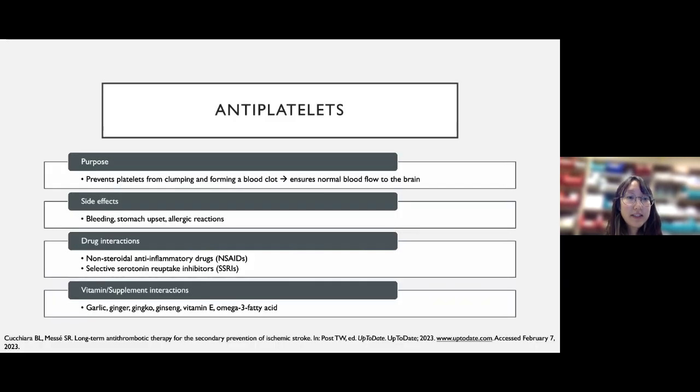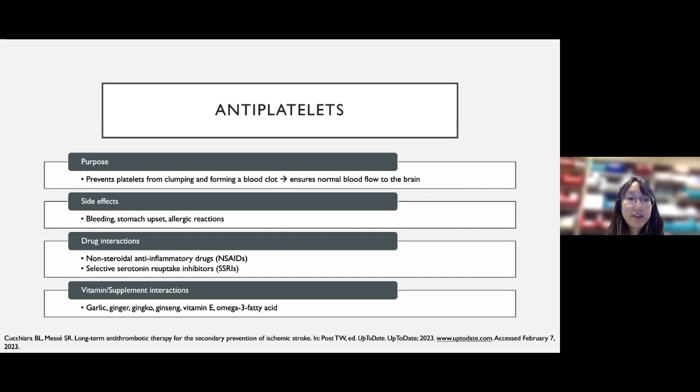So now I'll go into discussing antiplatelets in a bit more detail. The purpose of our antiplatelets is to prevent our platelets from clumping and forming a blood clot, and this will ensure normal blood flow to our brain. There are some side effects to this class of medication, which includes bleeding, stomach upset, and allergic reactions.